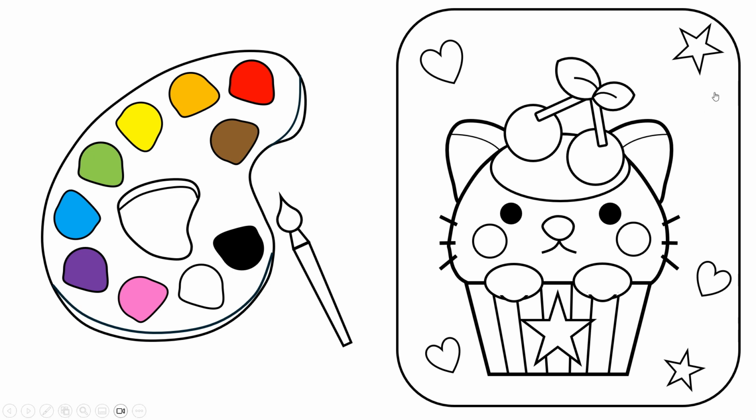So on the left, I have a color palette, and on the right, I have a picture that can be colored in. So what we can do is we can choose a color. The paintbrush will change into that color to let us know what color is selected. And then we can choose any part of this picture to color in red.